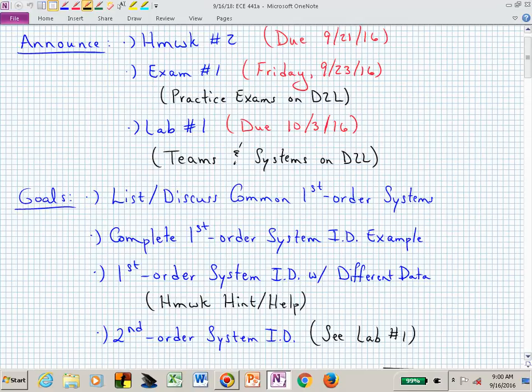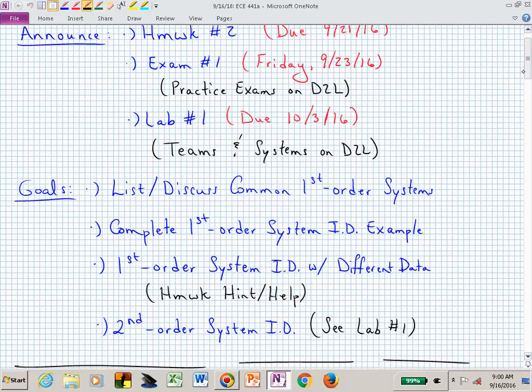Homework 2 is due on the 21st, which is the Wednesday preceding the exam day, and we'll do a little bit maybe on one of the last homework assignments in terms of a hint or help during today's class. Lab number 1 you need to turn in to the Dropbox by the 3rd of October, but I really would recommend that you understand the concepts going into exam number 1. Those topics will be a part of exam number 1.